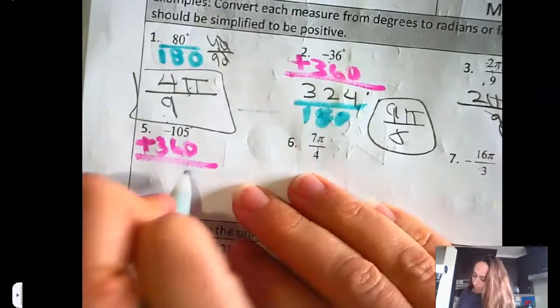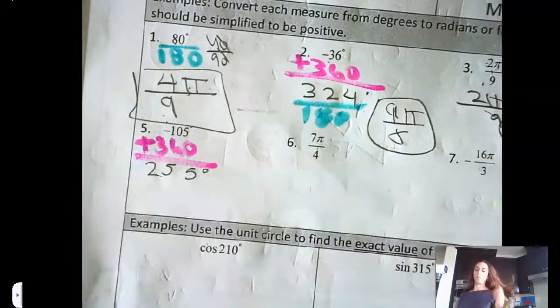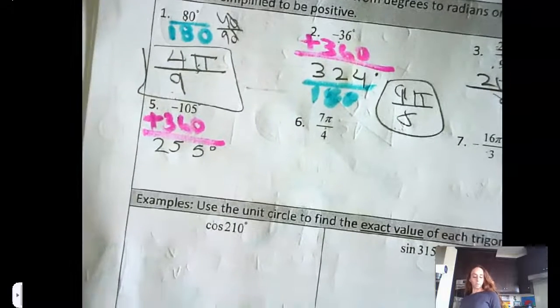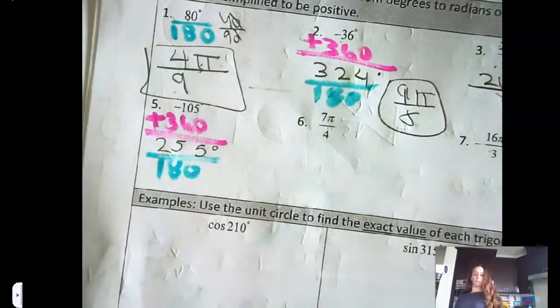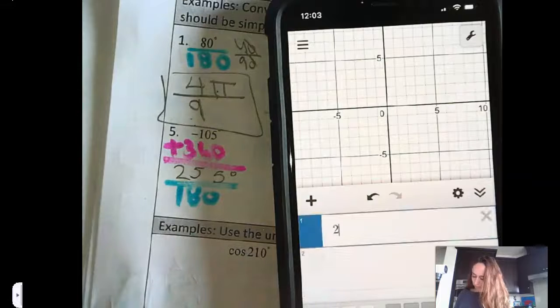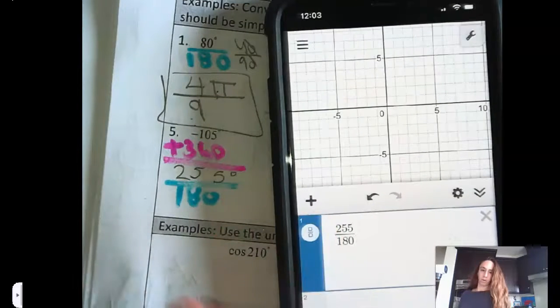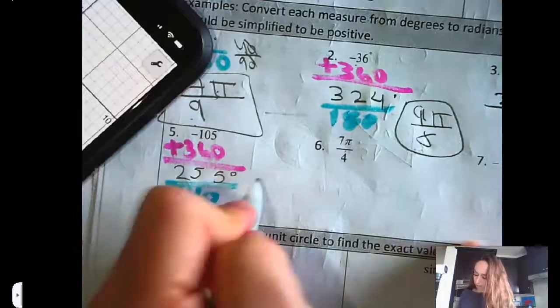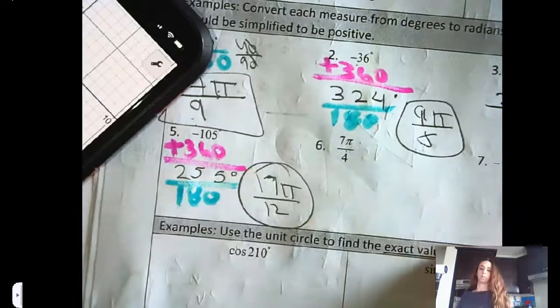Okay? So that would be 5, 5, 2. So 255 degrees. I am in degree mode. What do I need to change it to? Radian. How do I change it to radian? Divide by 180. And then I'll take my little calculator for simplifying. 255 divided by 180. Change to fraction. 17 pi over 12. Okay?